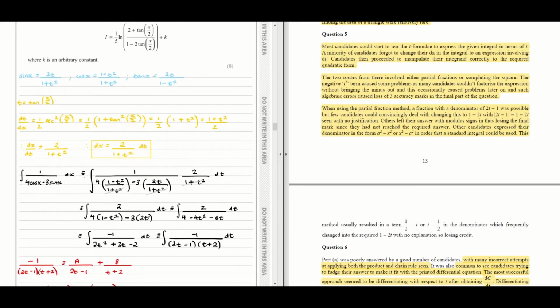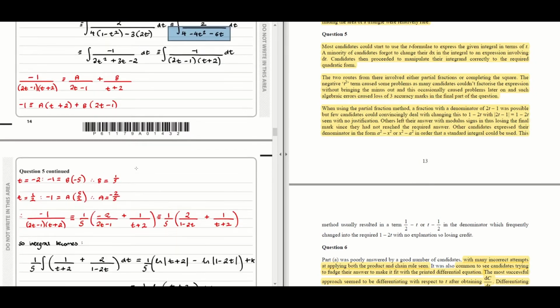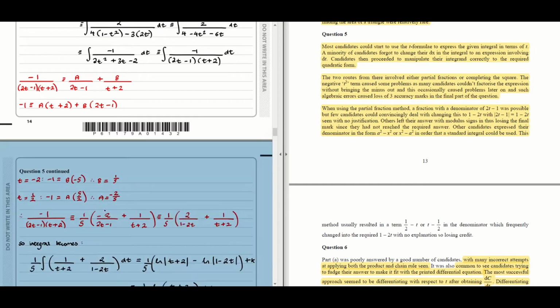There were two routes you could do once you were at this stage. You can either split it up into partial fractions, which is what I did, or you can complete the square and then use the results from the formula book by making a substitution again. But with the partial fractions, this gave a couple of problems, particularly over here where we had the 2t, the minus 2 over 2t minus 1. If you bring the minus into the bottom, you end up with this over here, and I discussed that.